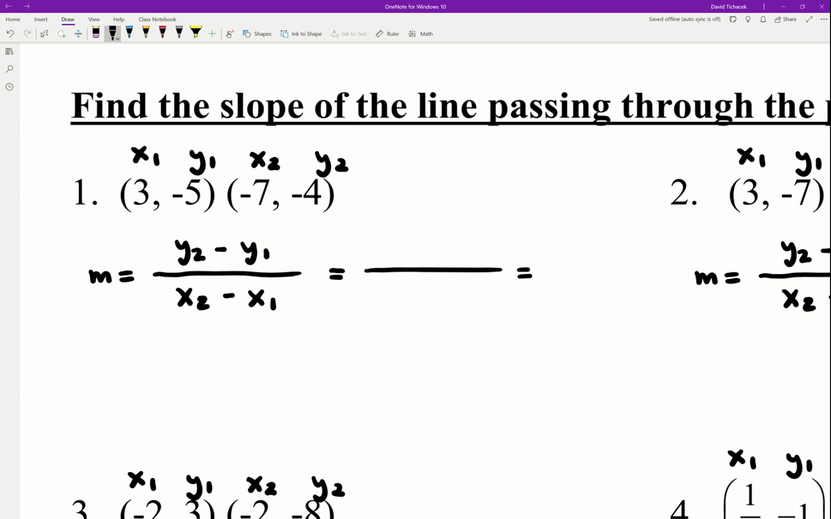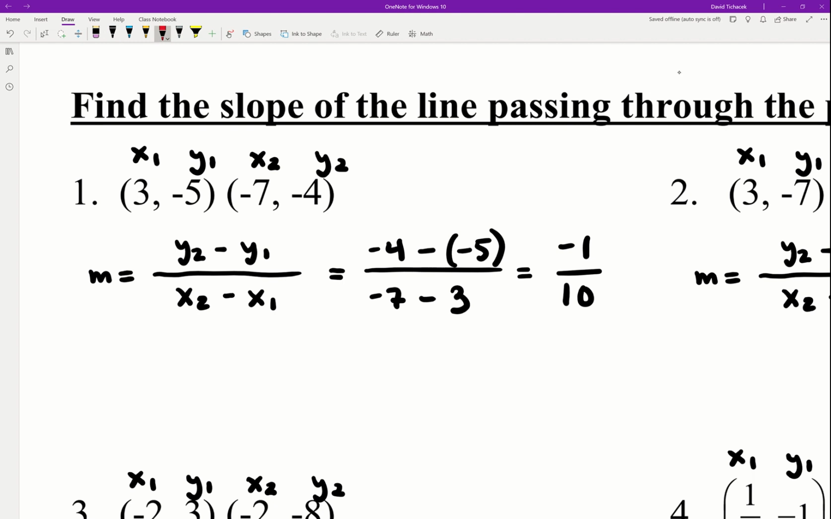Okay, setting this calculation up real quickly, your second y is negative 4 minus your first y, which is negative 5. When you do slope calculations, there's a lot of potential for you to have to subtract a negative. Just remember that that's a plus sign. It's going to give you negative 1 on the top. And then the second x is negative 7, the first x is 3. Subtract those, you're going to get 10.